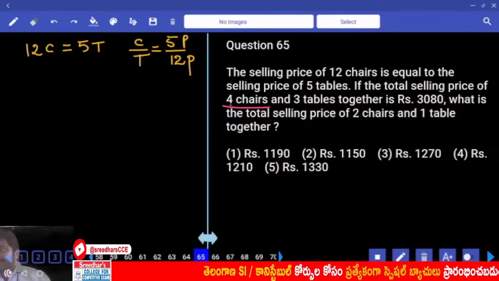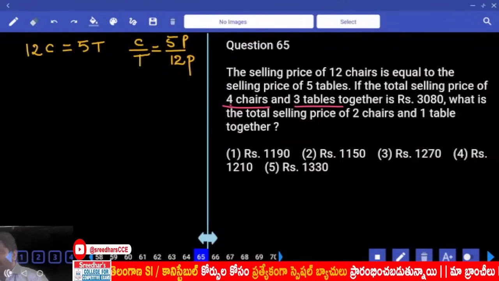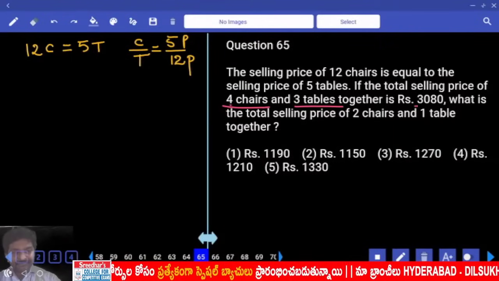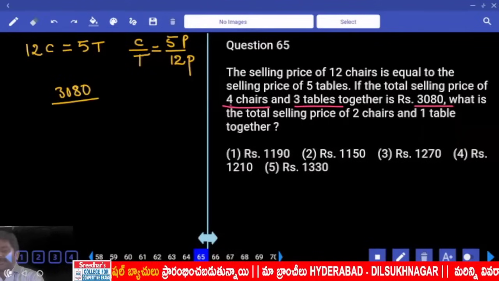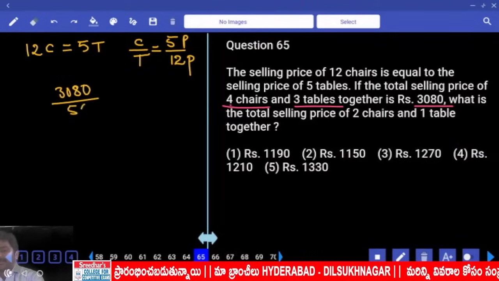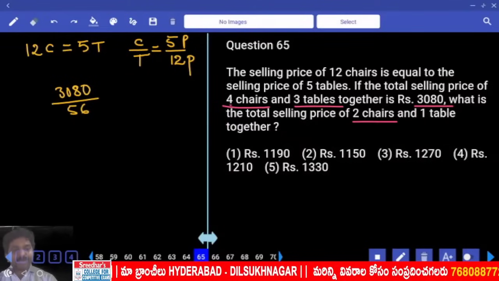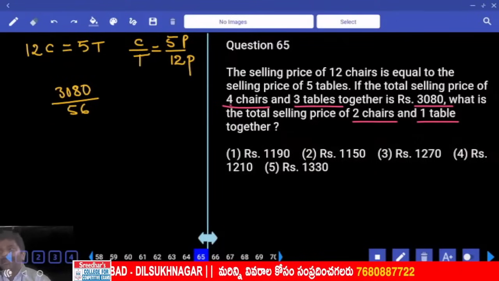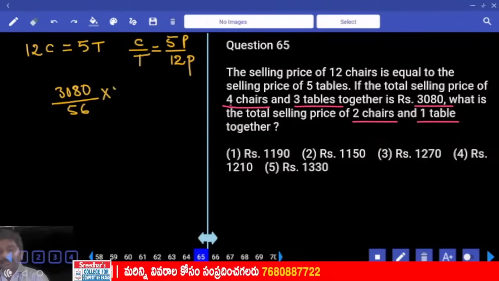4 chairs, 20 parts. 3 tables, 1 table is 12, so 3 tables, 36. 20 plus 36, 56 parts is equal to 3080. One part is equal to 3080 by 56. And we need 2 chairs and then 1 table. 2 chairs cost 10 parts. 1 table cost 12 parts. Total 22 parts.